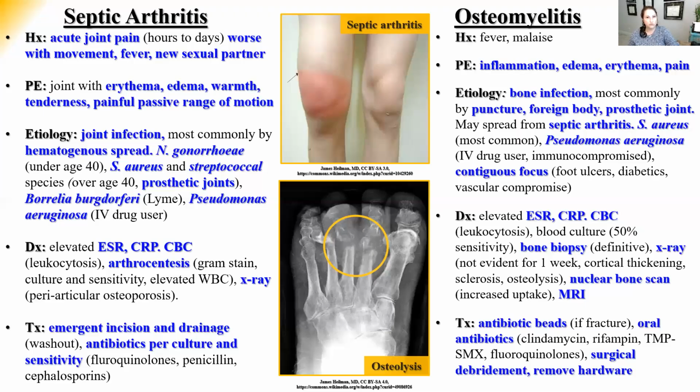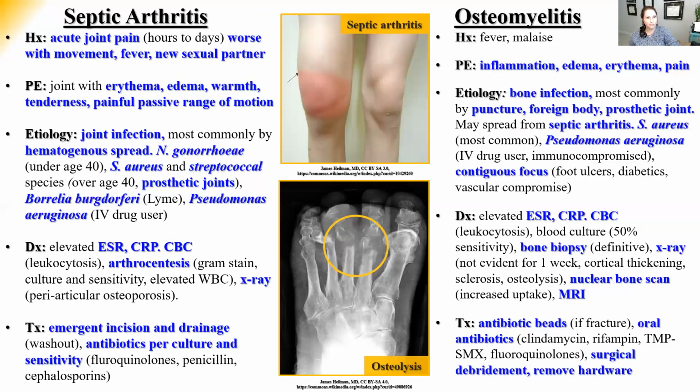On X-ray, we don't usually see any changes for at least 1 week, but after a while, we can see cortical thickening, sclerosis, and osteolysis in that area. On nuclear bone scan, we'll see increased uptake in the area of the infection, and then an MRI can also be definitive for this as well.